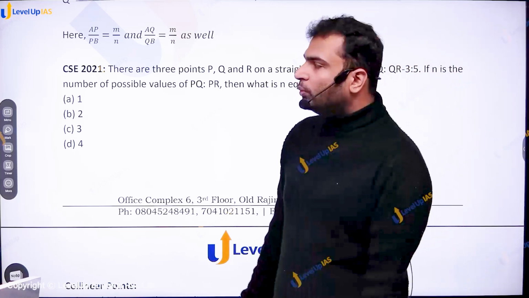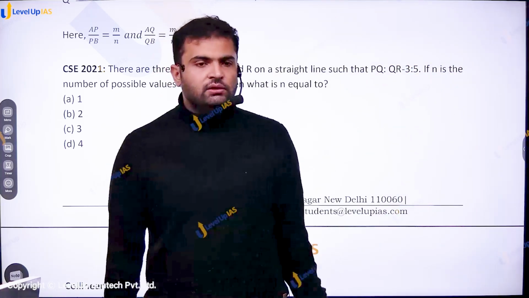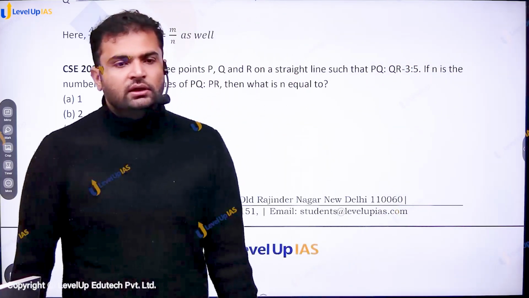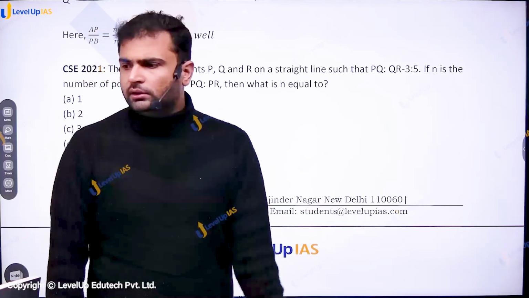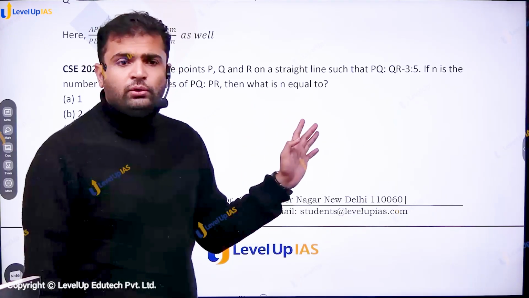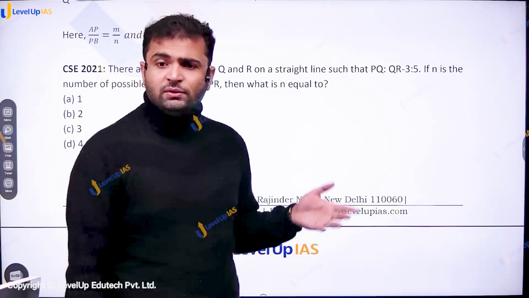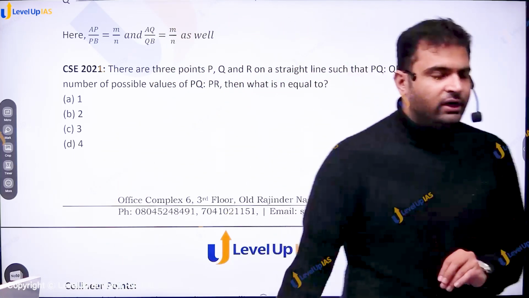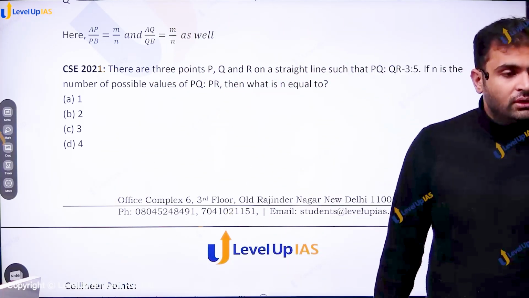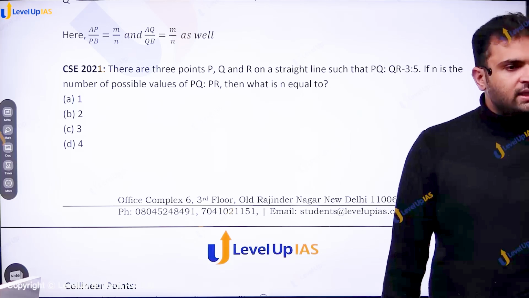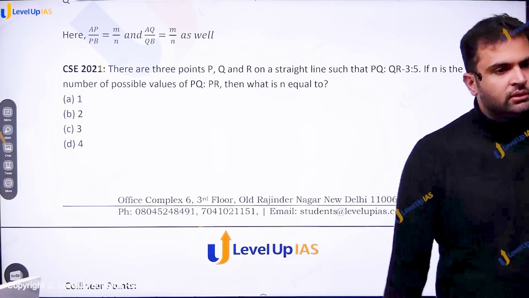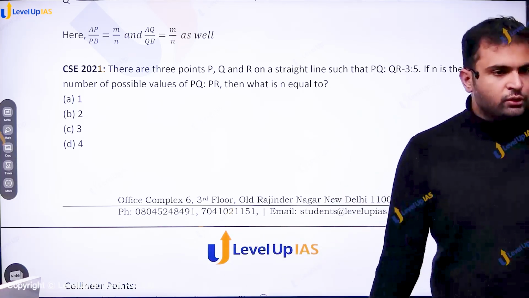Okay, there will be 1 ratio for internal division and another ratio for external division, and they don't even need you to calculate those ratios. That is not even asked. They just want you to guess how many ratios would be there. Maximum 2 ratios would be there.